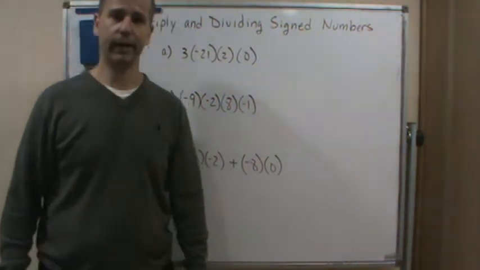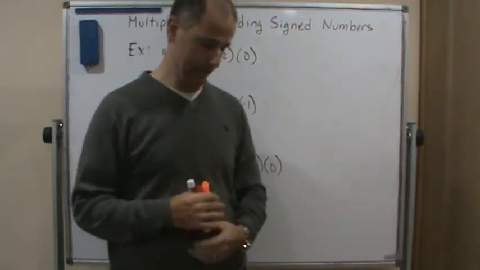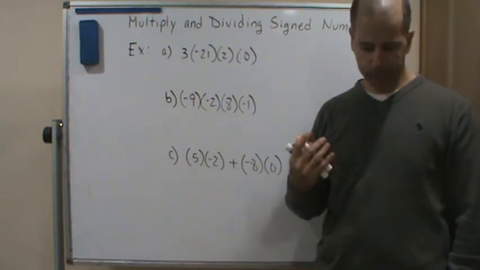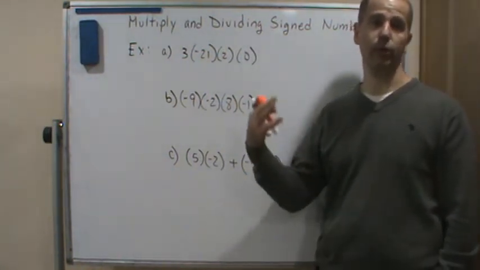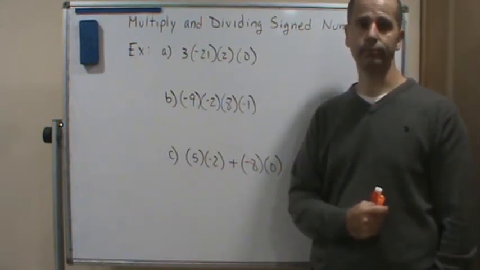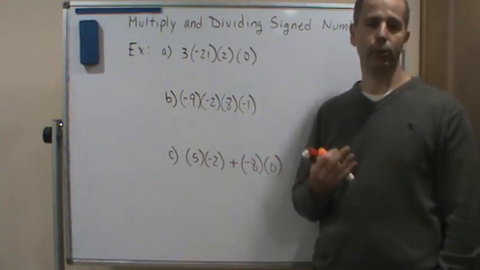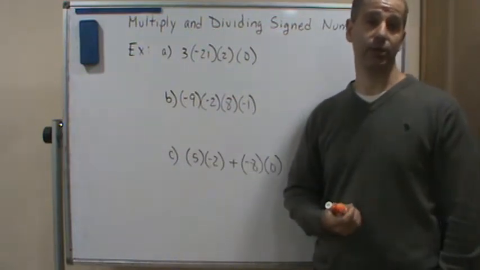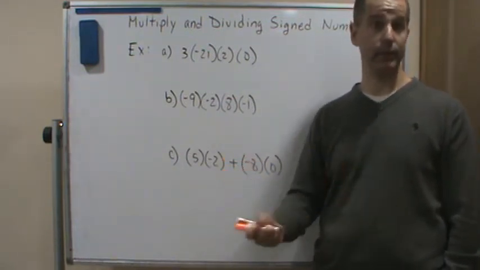Okay, so welcome back. Now what we're going to do in this example is talk about the zero property. Remember the zero property of multiplication. If you multiply any whole number by zero, the answer is zero. Well, this extends to integers as well. That means that regardless of what the number is, if you multiply that number by zero, or any number of factors by zero, it's going to be the same end result. It's going to be zero.